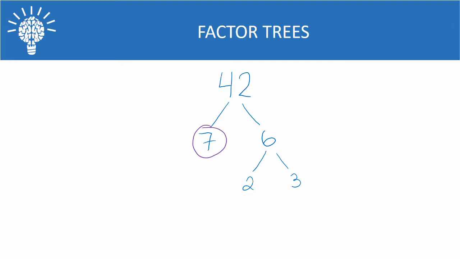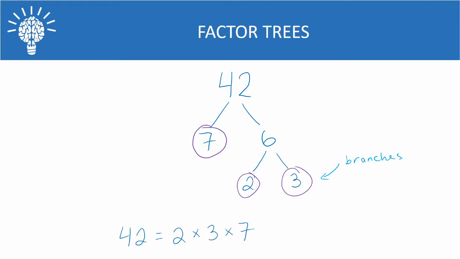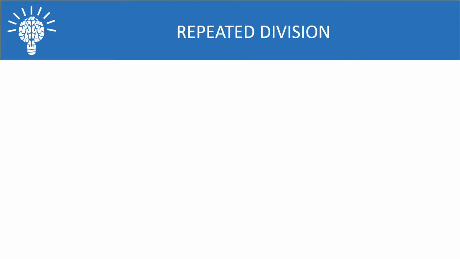Then I ask myself, are these numbers prime? And the answer is yes, 2 and 3 are prime, so I'll circle them. All of these circled numbers, which are written at the ends of my branches, they are what we refer to as leaves. So down here at the ends of the branches, these are the leaves that we're looking at here. And so these numbers that are circled, they are the prime factors of 42. And so that means I can write the prime factorization of 42 as 2 times 3 times 7. And that is the unique product of primes that is equal to 42.